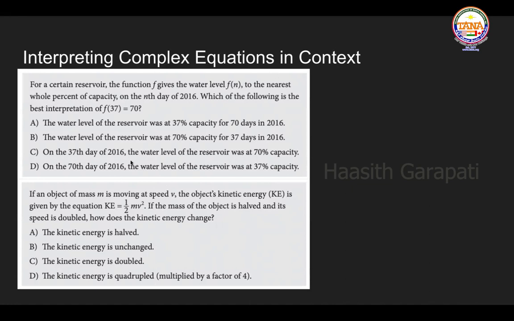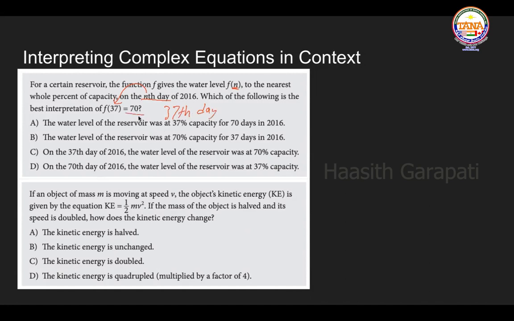For example, first question. For a certain reservoir, the function f gives the water level f of n to the nearest whole percent of capacity on the nth day of 2016. Which of the following is the best interpretation of f of 37 is equal to 70? So, okay, the nth day of 2016. The nth day corresponds to the input, right? I mean, the input is literally n, so we know that the nth day represents input. So n corresponds to the 37th day.